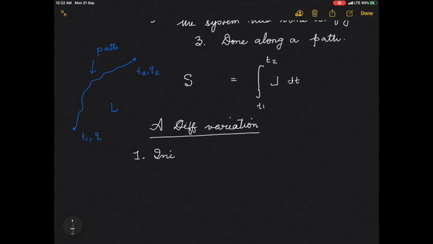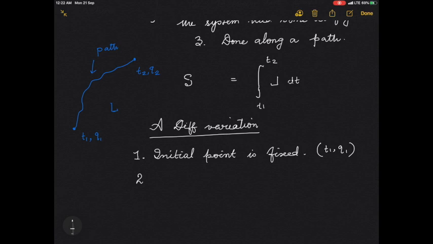What is this different type of variation? We say that the initial point is fixed, which means t1 and q1 are fixed. Next, this is vastly different from the variation that we were doing earlier. Remember, in the previous case, we took many paths and calculated the action for all the paths. Here we don't do that.